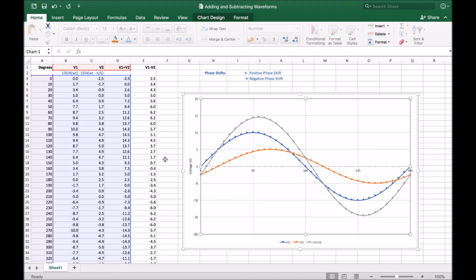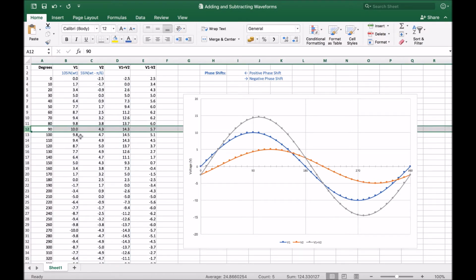What we can also do is subtract the waveforms from one another. Again, V1 minus V2 at any given point gives me the subtracted result, and that's going to be my last graph that I'm going to include in my diagram here. Let's take the value at 90 degrees. V1 at that point is 10, V2 is 4.3, and so V1 minus V2 gives me 5.7.